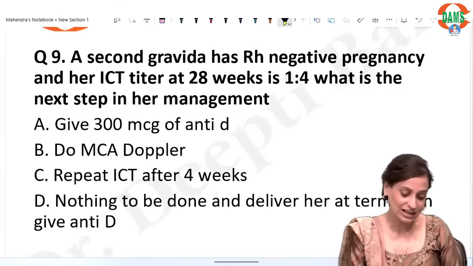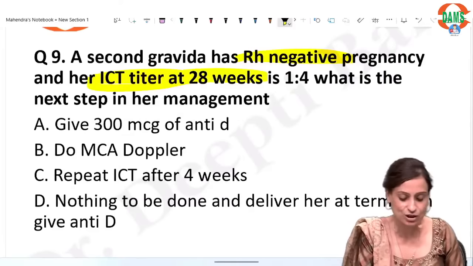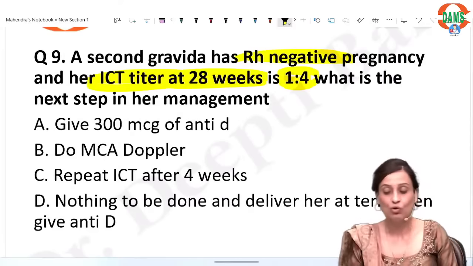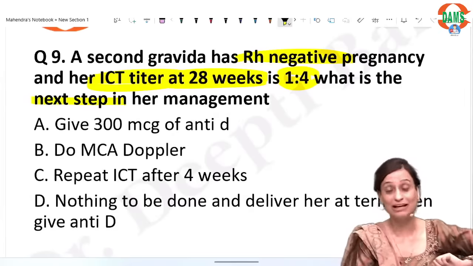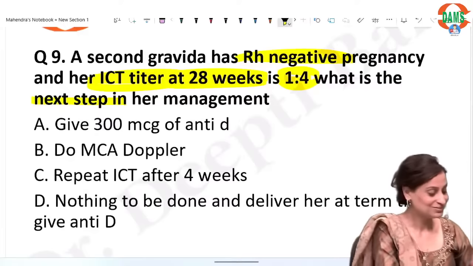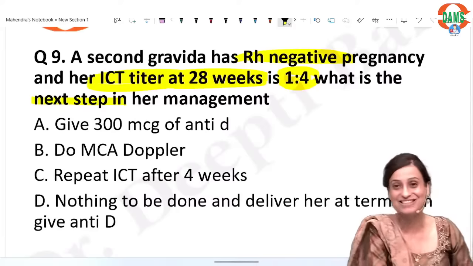So question number 9 is, your patient is Rh negative. Her ICT titer at 28 weeks is 1:4. What is the next step in her management? So what is the answer for this one? Let's see what you are going to commit in your answer sheets as well as in the chat box.